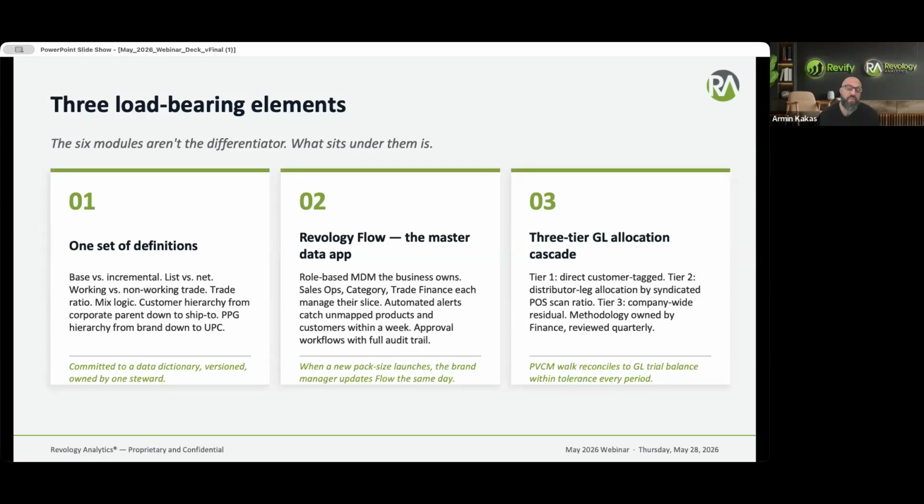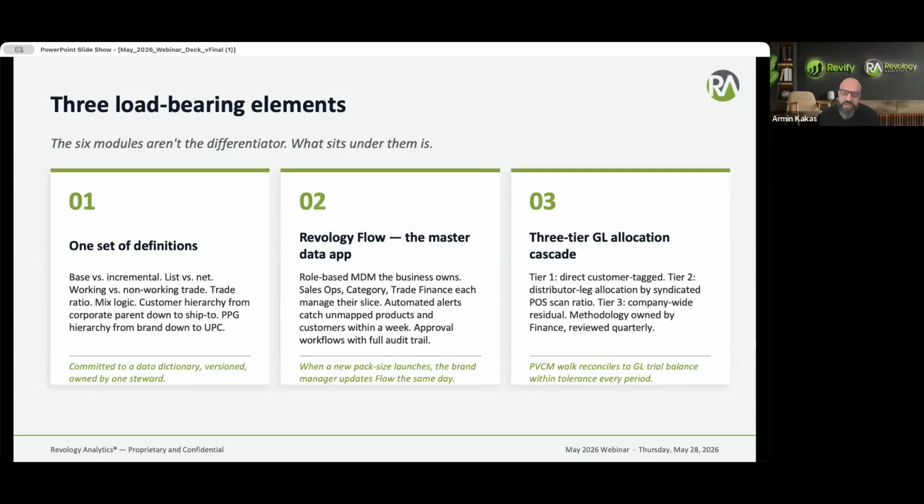Number two, we need to have some master data management, right? We have this Revology flow, which is a very simplistic metadata management capability that I'll flash up, that puts the ownership of, let's say, customer hierarchy, product hierarchy, cross systems, right? ERP versus syndicated versus, let's say, a distributor platform like VIP, but it puts the management of that in the hands of the business user.